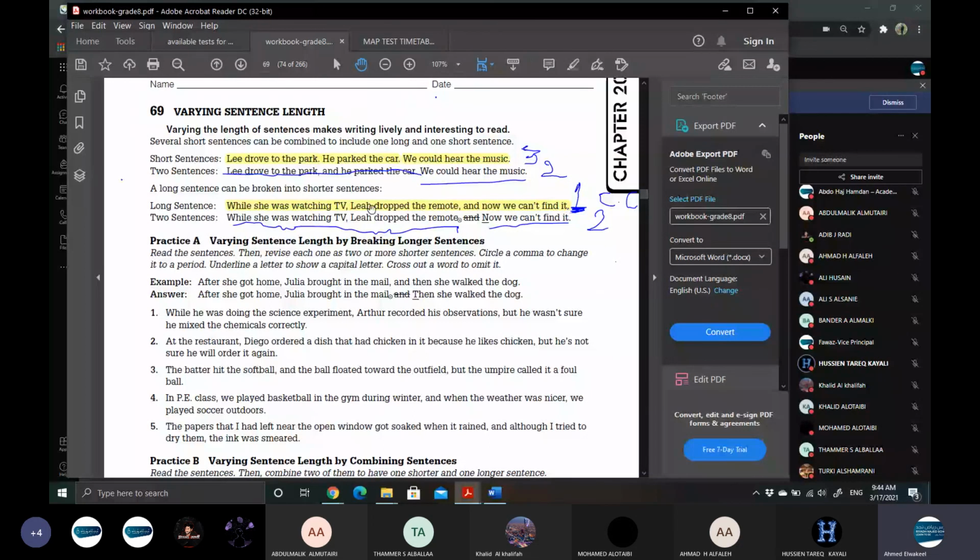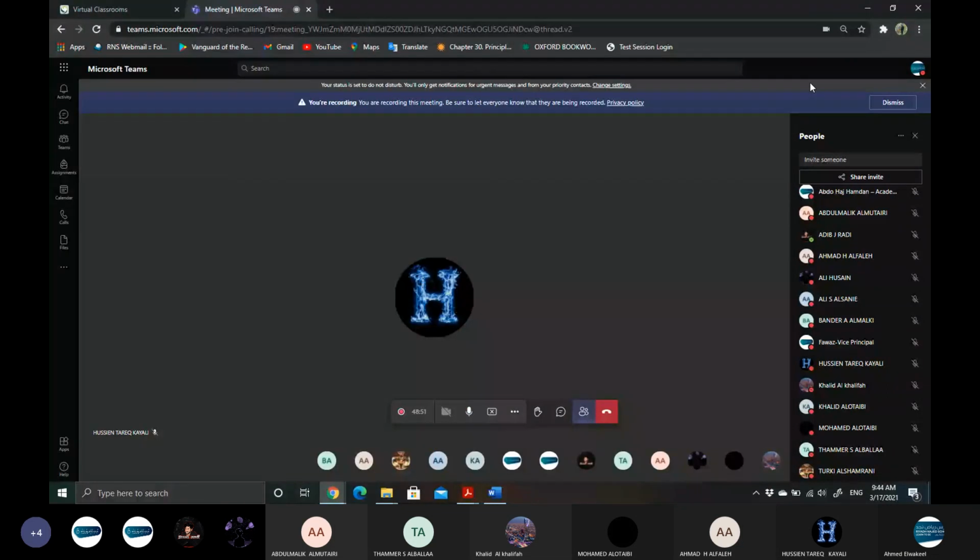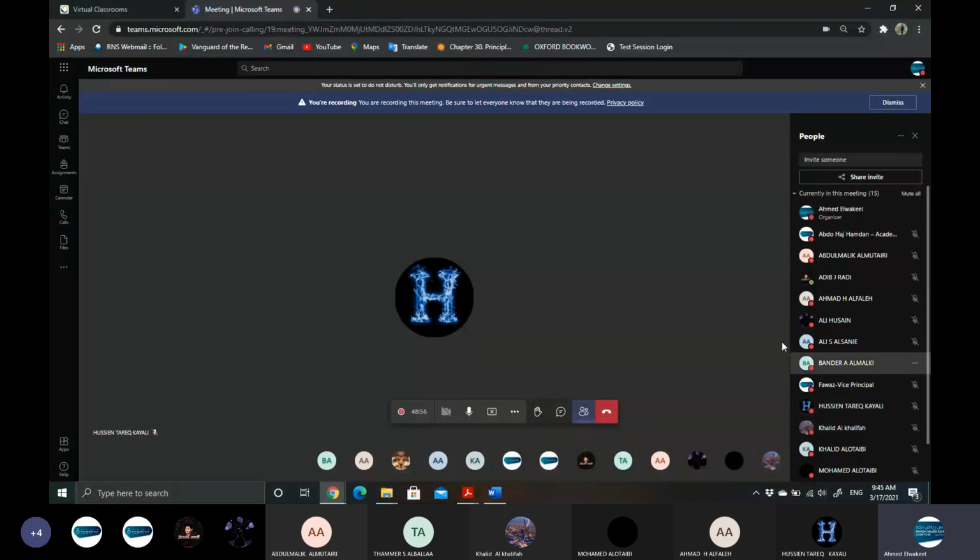Okay, so simply, when you have one very big sentence, we can split it into two simple sentences, or one compound and one simple, or one complex and one simple. So all you need to do is just remove the conjunction and change the comma into a period. Any questions so far?